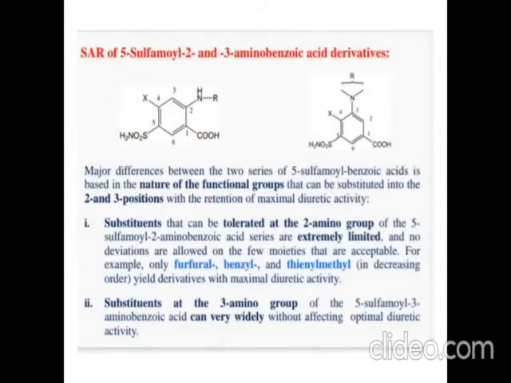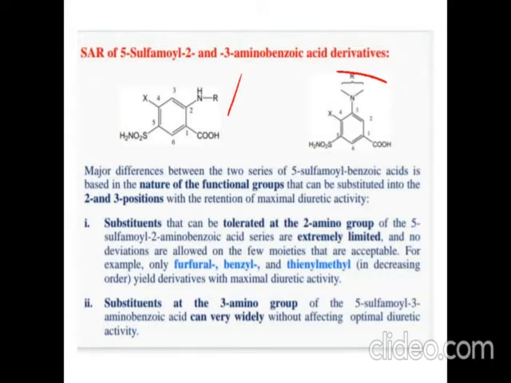Now the important part between these two structures is the presence of the amine group. In one structure it is present at the second position, and in the second one it is present at the third position. So when there is a change of the position of the amine group, it will retain the optimum or maximum activity.